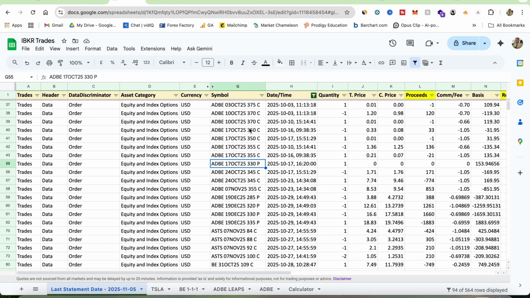Again, we'll just go at the top here. It's done in alphabetical order, so there's no particular order in terms of doing this. So the first one is Adobe. Adobe, I've been selling a lot of covered calls. I've got some puts out there on Adobe.